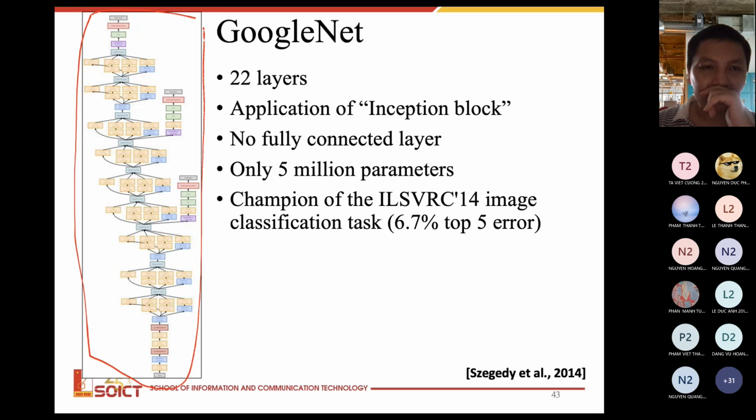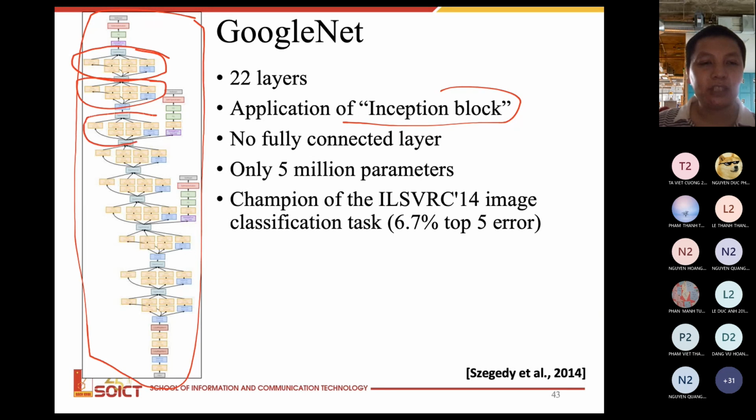It has 22 layers. For GoogleNet, they use a special layer called an inception block, and this is an inception block, and this is an inception block. We will discuss this block in detail in the next slide. And GoogleNet has no fully connected layer, with only 5 million parameters.